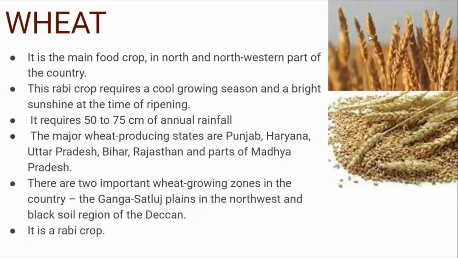Now wheat. It is a main food crop in the north and northwestern part of the country. It requires a cool growing season and bright sunshine at the time of ripening. It requires 50 to 75 centimeter of annual rainfall. Punjab, Haryana, UP, Bihar, Rajasthan and parts of Madhya Pradesh are wheat producing states. The Ganga-Satluj plain in the northwest and the black soil region of the Deccan are the two wheat growing zones. It is a rabi crop.